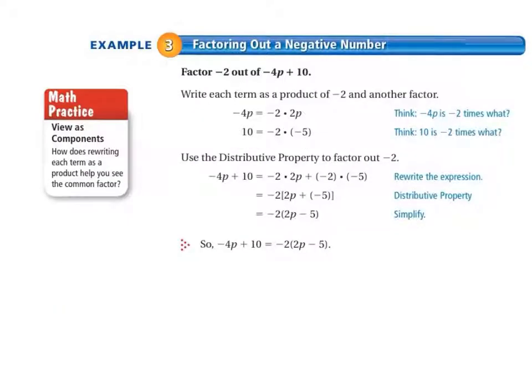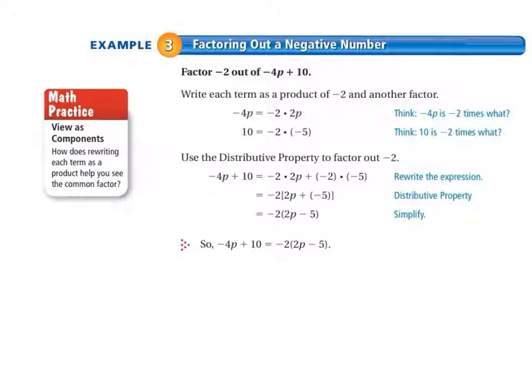For example number 3, we are factoring out a negative number. So it says factor negative 2 out of negative 4p plus 10. It says write each term as a product of negative 2 and another factor. So it says think negative 4p is negative 2 times what? So negative 4p equals negative 2 times positive 2p. So 10 equals negative 2 times negative 5.